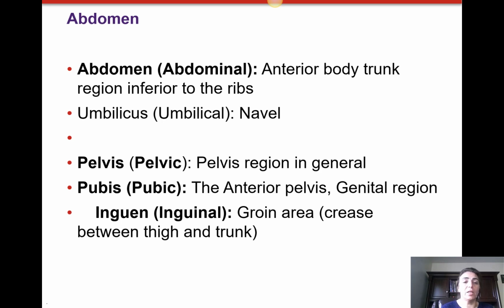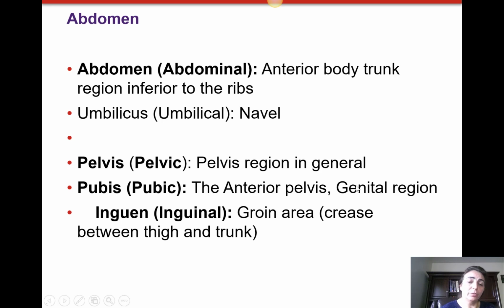We use both of them as an adjective because those are defining area. The whole area is called abdominal pelvic area. So pelvis, that's the name. Pelvic is the adjective for that, and the pelvis region in general, we call it pelvis and pelvic. Pubis is part of the pelvic area. The anterior part of the pelvis is called pubis, and the adjective for that is pubic.